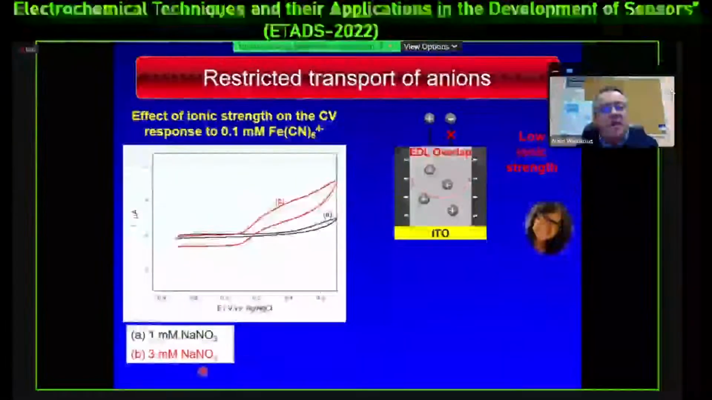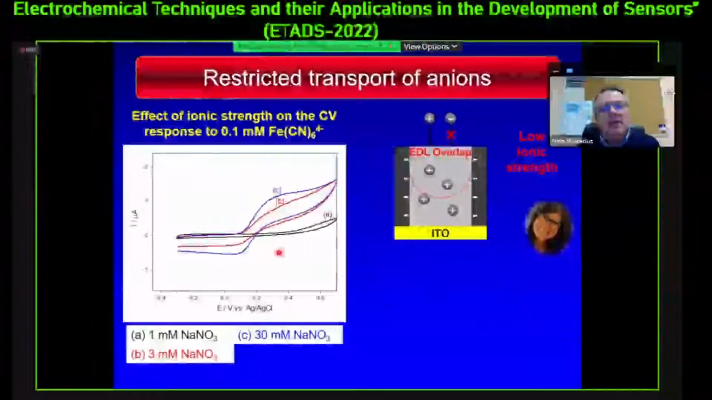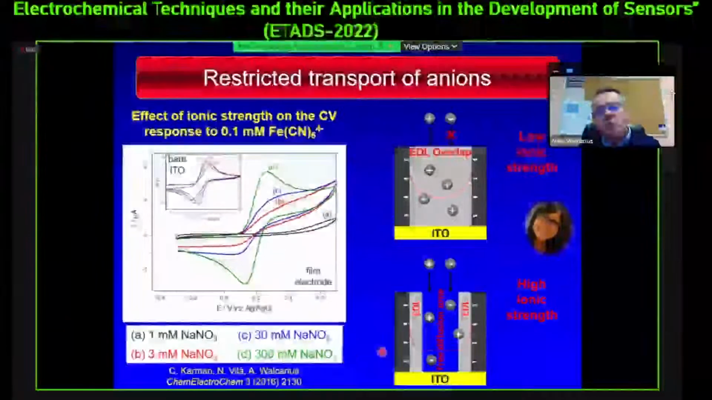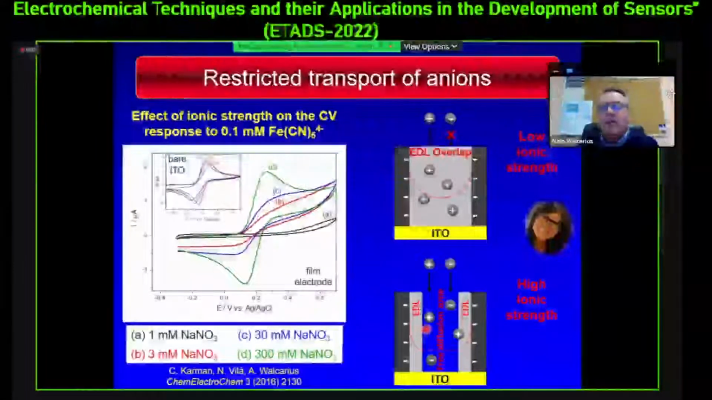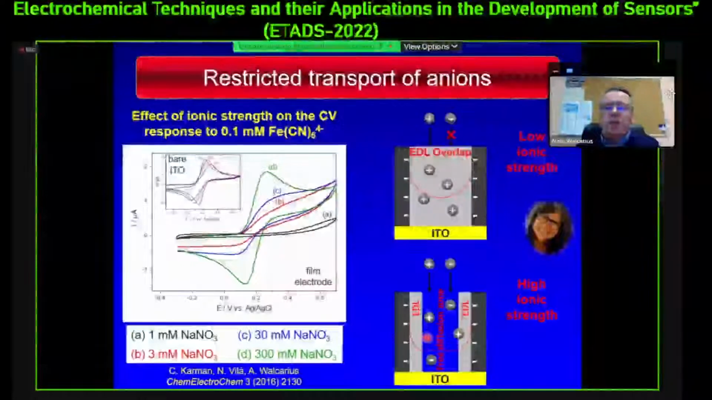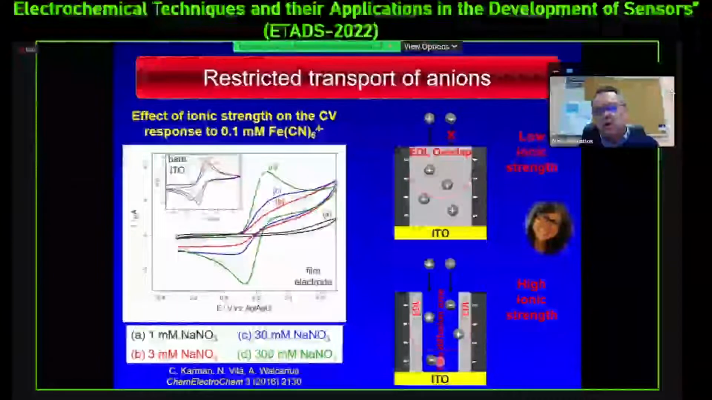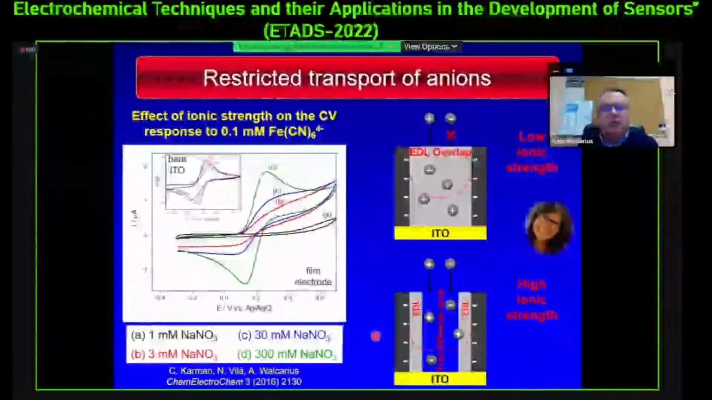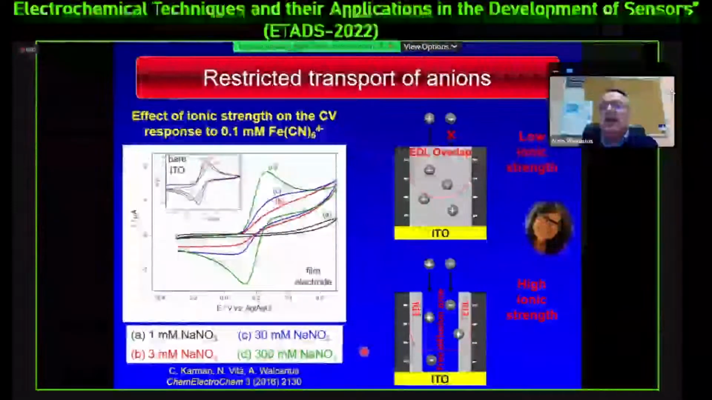We need to increase a bit the supporting electrolyte concentration to start to see a signal, and to increase that much to have a really well-defined signal. Because in such a concentrated salt, the thickness of the electrical double layer becomes smaller than the pore diameter, and it induces free diffusion of all the species. So the anions cannot diffuse freely through this film, except if we work in high ionic strength.